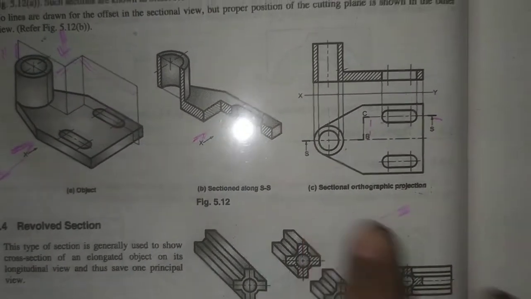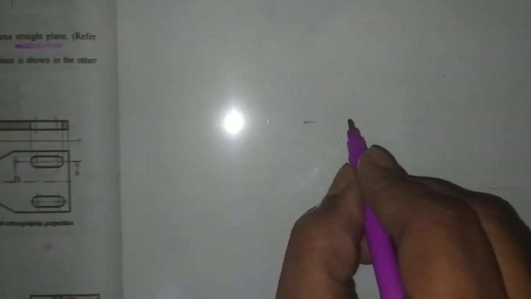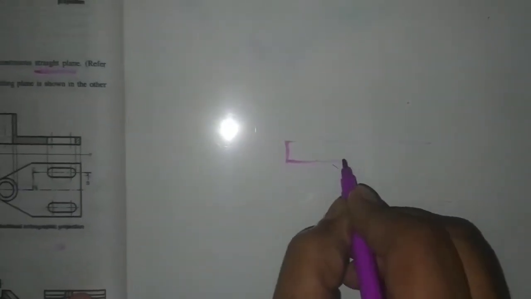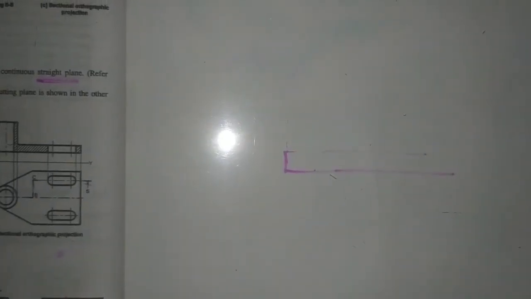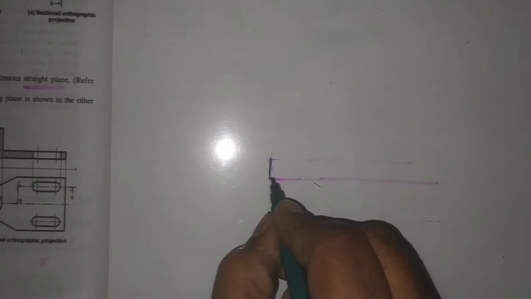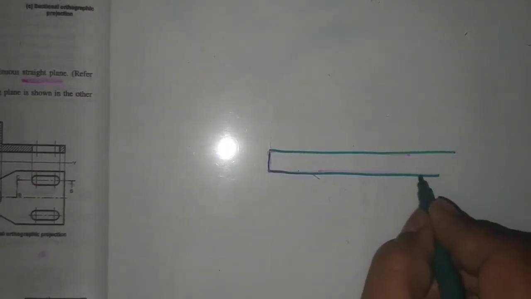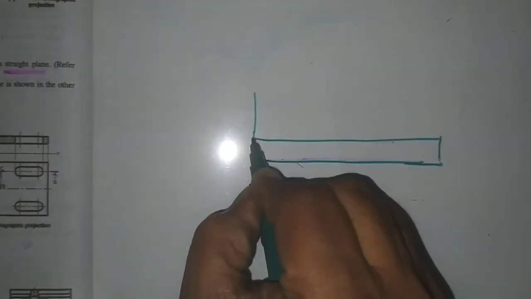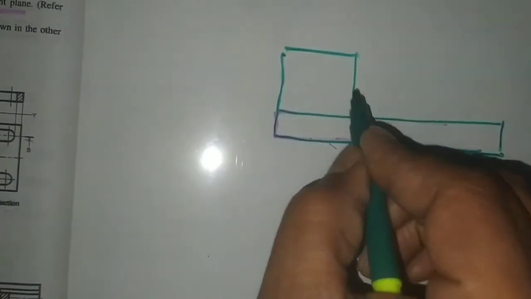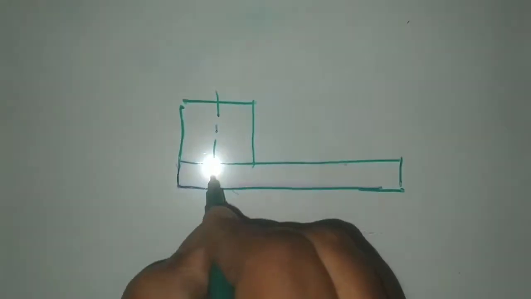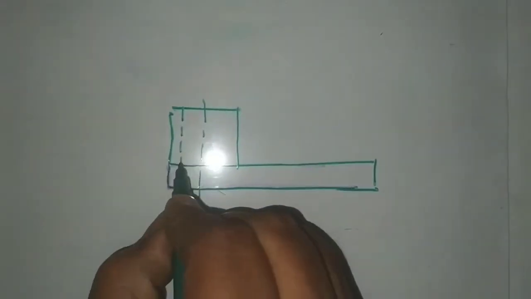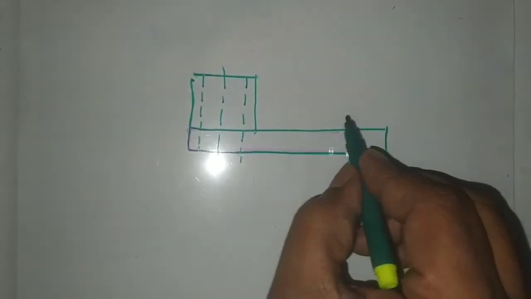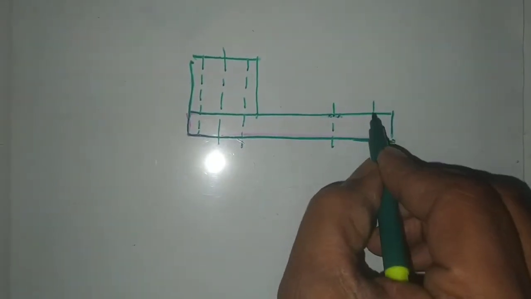Now, if I draw the orthographic view of this, I simply draw the orthographic projection of the front view here. Now, this is the plate, projection of the plate. I will draw it dark. Here is a cylinder. This is the center line. This is a hole drilled throughout. And here is a slot. These are the center lines.